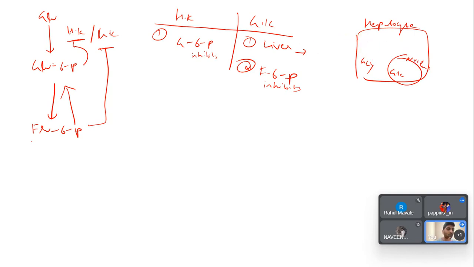But glucokinase is only active when there is a lot of glucose in the body, like when a lot of glucose comes into the hepatocyte, the liver cells. But before that, in the inactive state, this glucokinase is present in the nucleus, and it is held by a protein called glucokinase regulatory protein.